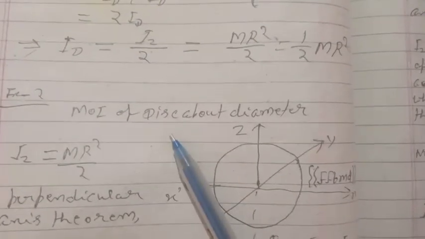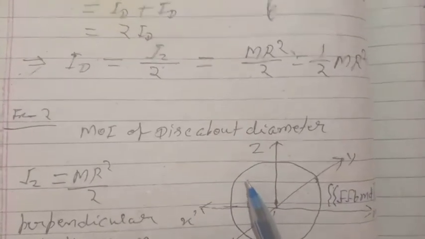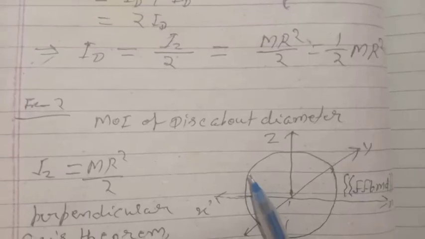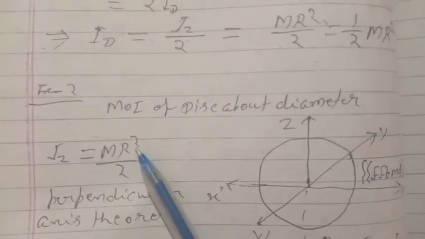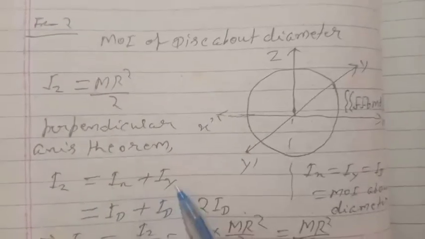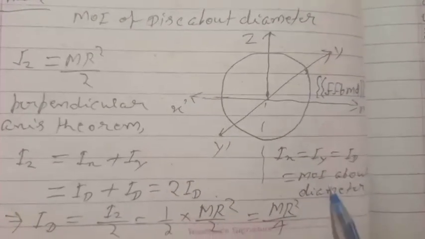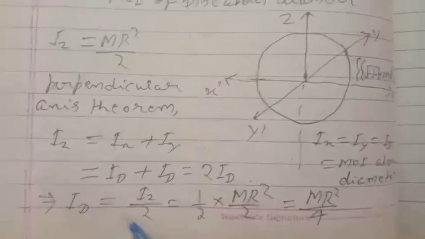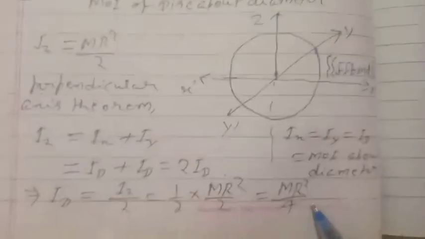Example 2: moment of inertia of a disk about a diameter. Now we know that if the disk is placed in the xy plane, then its moment of inertia about the z axis, that is the axis perpendicular to its plane, Iz equals M r square by 2. By the perpendicular axis theorem, we get Iz equals Ix plus Iy equals Id plus Id equals 2Id, where Ix and Iy equal Id, that is the moment of inertia about a diameter. This implies Id equals Iz by 2 equals 1 by 2 into M r square by 2 equals M r square by 4. Now the parallel axis theorem.